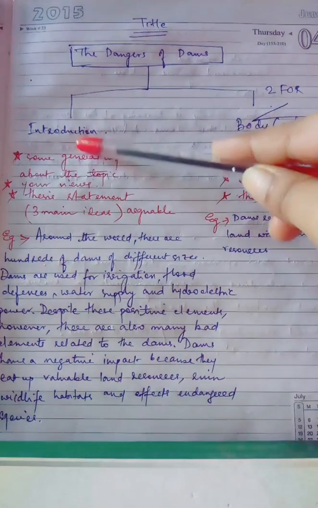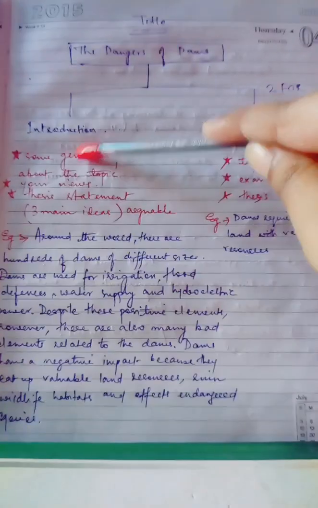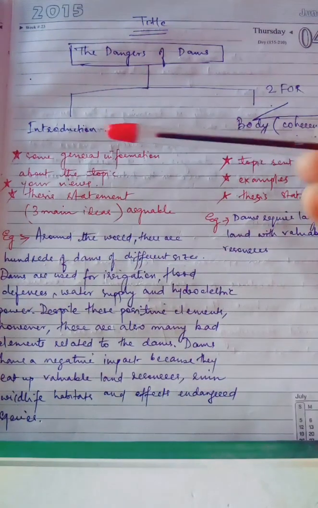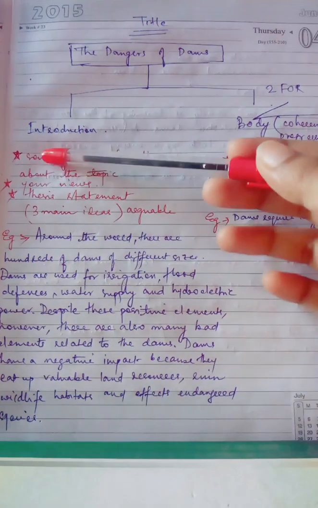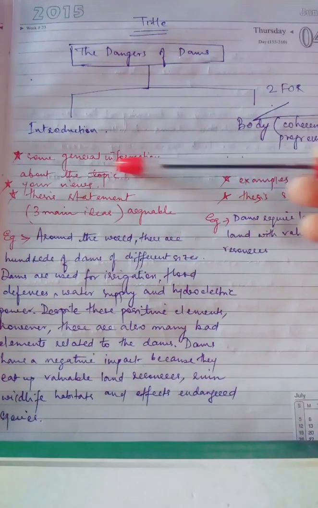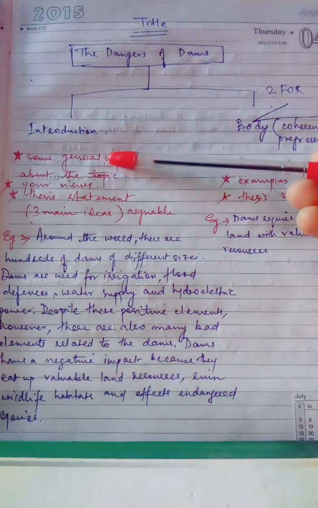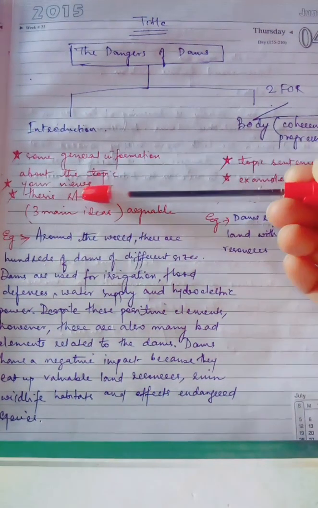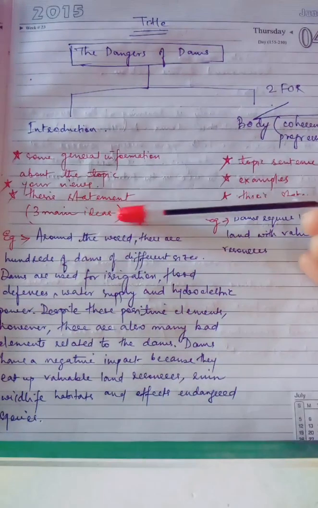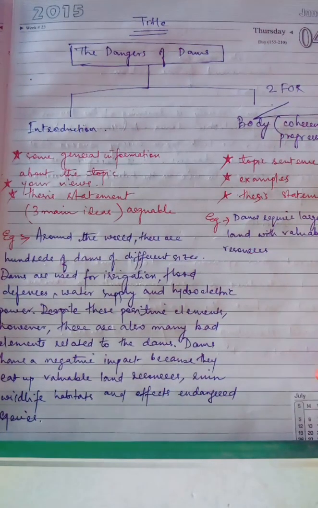Then when you are coming to the introduction part, remember 3 things. So write it down. 3 things you must remember. That is, some general information. You begin with general information in the introduction. Then give your views and end it with a thesis statement. Now I've discussed this statement thing in narrative also.